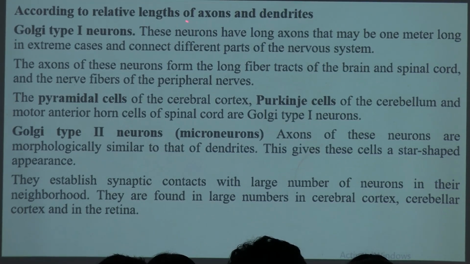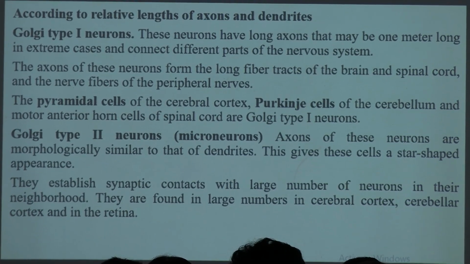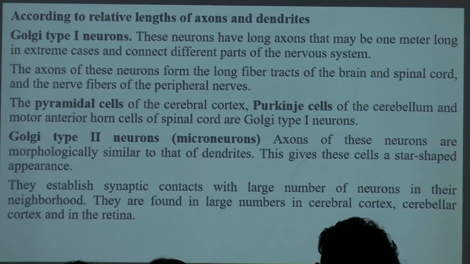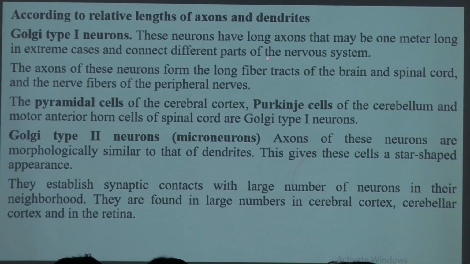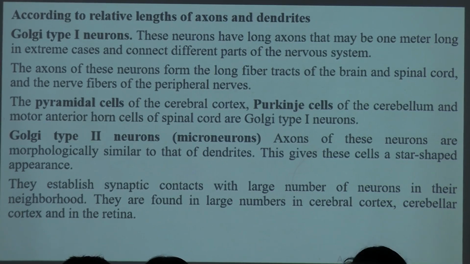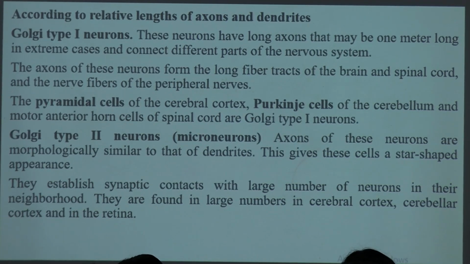Next, according to the length of the axon and dendrites, Golgi type 1 and Golgi type 2. Golgi type 1 में क्या होता है? The length of the axons are longer. Approximately it reaches up to 1 meter long. Okay, that is the Golgi type 1.